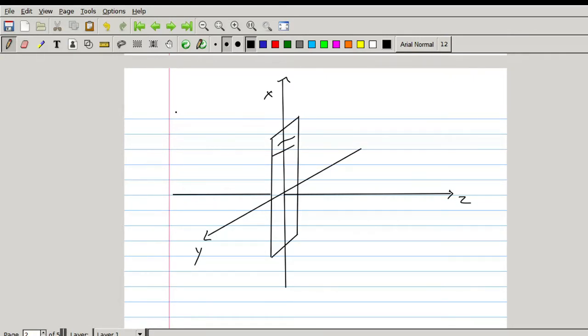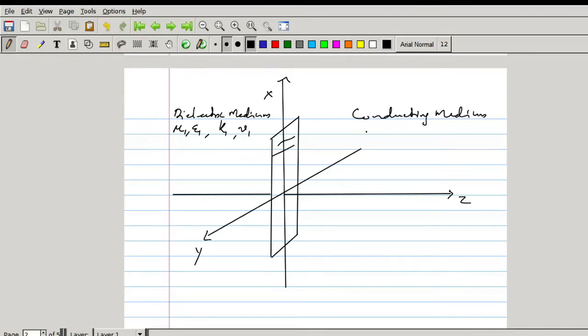The left side is a dielectric medium, and the right side is a conducting medium. In the dielectric medium, let mu1 be the permeability, epsilon1 the permittivity of that medium, and k1 the wave vector in the first medium. The velocity in that medium will be v1.